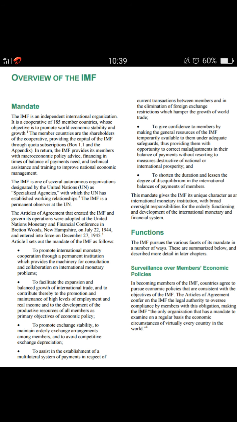It is an independent international organization which promotes world's economic stability and growth, and there are more than 185 plus member nations. The member countries provide capital through quota subscriptions.